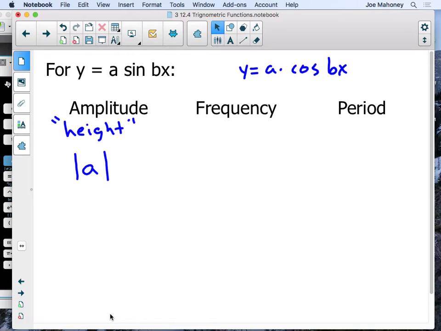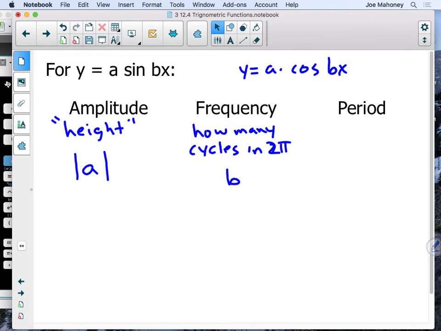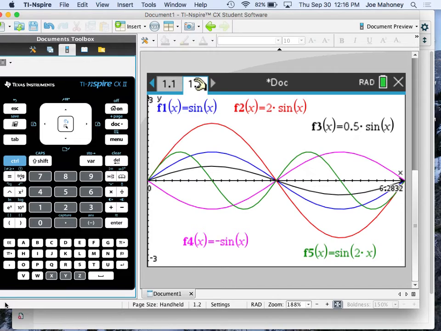The frequency is how many cycles do we see in 2 pi? And that's our b value. So if I go back to my graphs for a minute, take a look at the green one. The b value is 2. So in a 2 pi interval, I see 2 cycles. Whereas in the other ones, the b value is 1, so I only see 1 cycle.